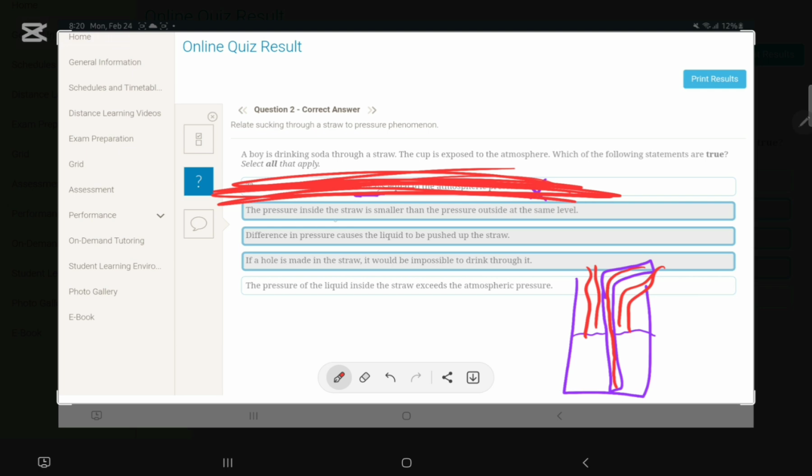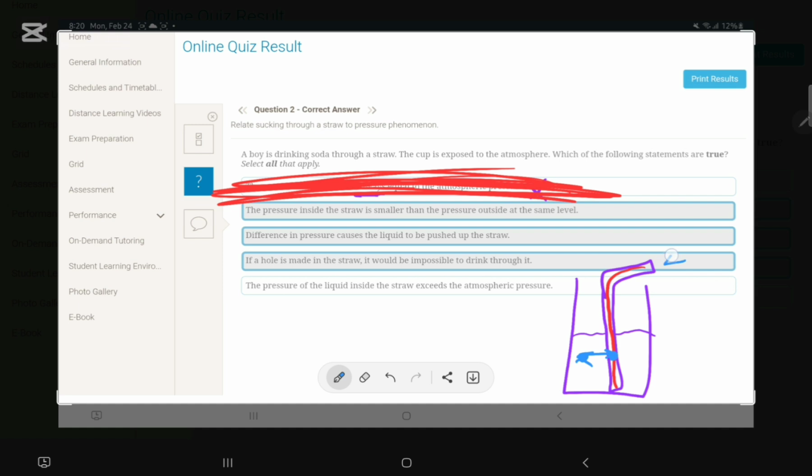It's wrong. The pressure inside the straw is smaller than the pressure outside at the same level. We learned that in a container, we have a liquid. The pressure at this point is equal to the pressure at this point, because they're at the same horizontal level. So two points in a liquid at the same horizontal level will have the same pressure exerted on them, because they're in the same medium. Now we have this point and this point. One of them is outside the straw, one of them is in. They're at the same horizontal level, but they're not going to have the same pressure exerted on them.